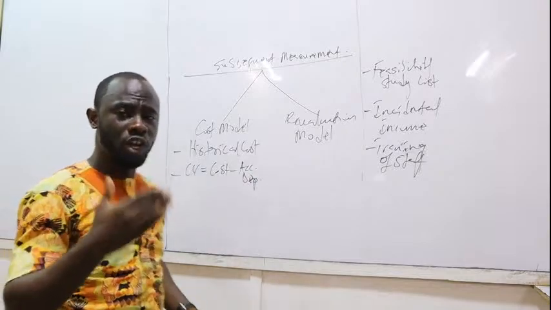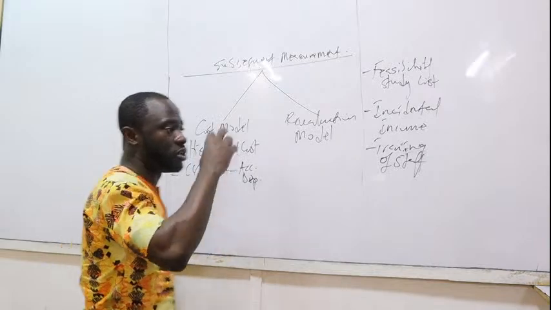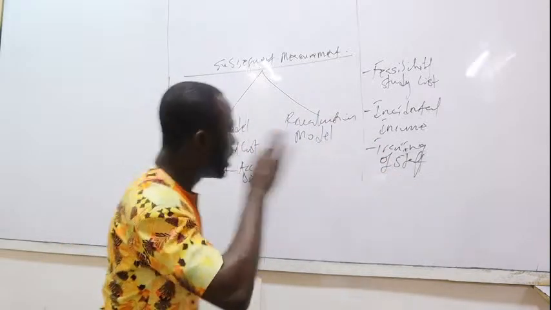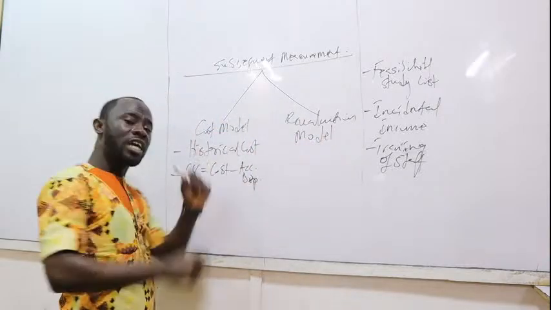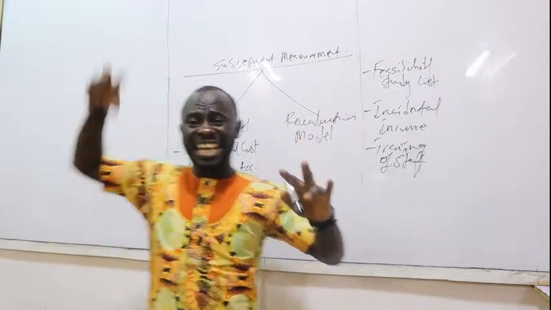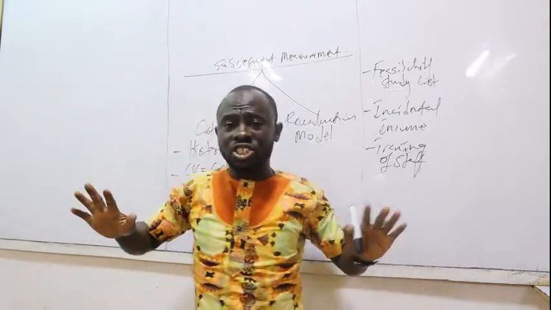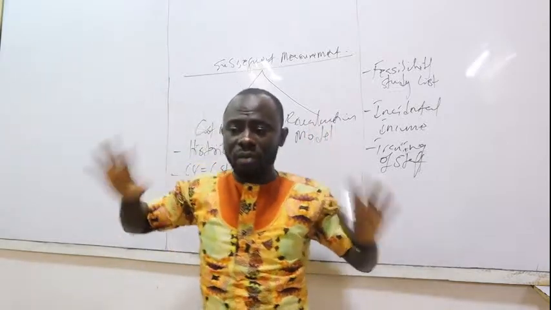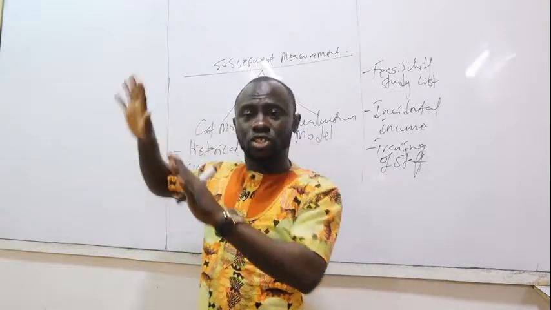I want you to follow me carefully here. The entity can either choose the cost model or the revaluation model. Under the cost model, it means that we are carrying the assets at the historical cost, that is, at the initial cost at which we recognize the asset. So if the initial cost was 50,000, that means that we will carry the asset at what? 50,000. That is the historical cost.